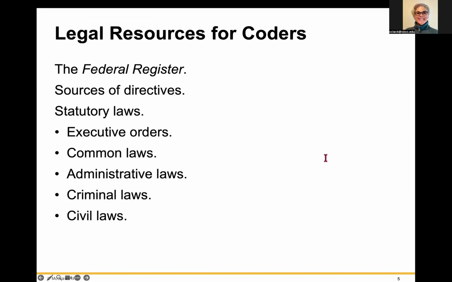Next, we have statutory laws, and these laws are passed by a legislative body, Congress at the federal level, or state legislatures at the state level. These are the actual laws on the books. They create the foundation for everything else. HIPAA, fraud statutes, and many healthcare regulations begin here.